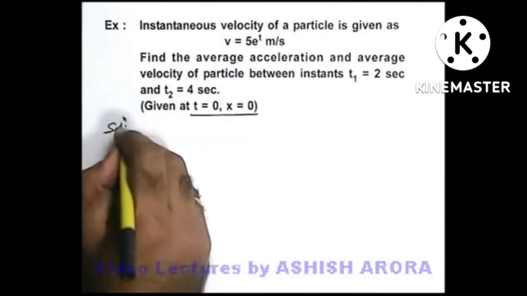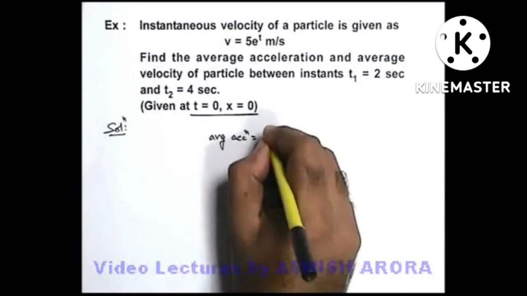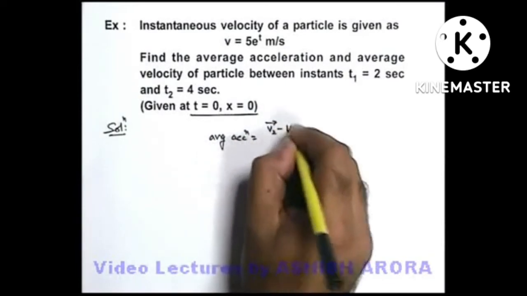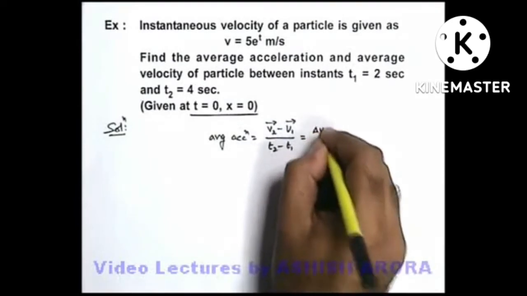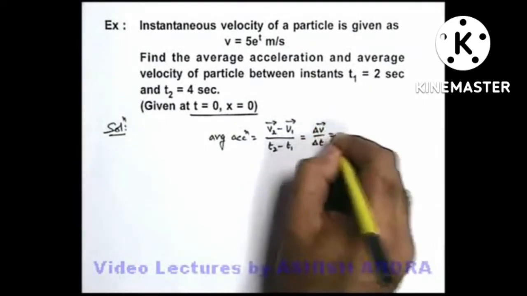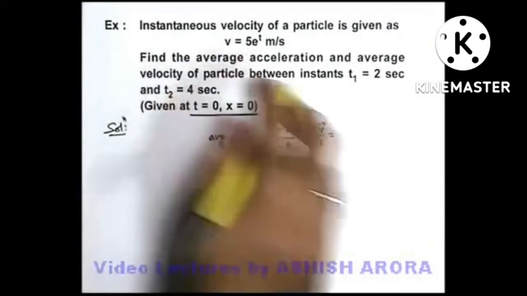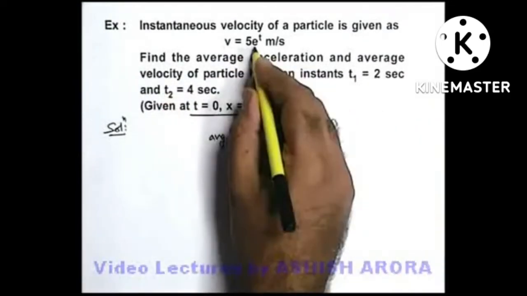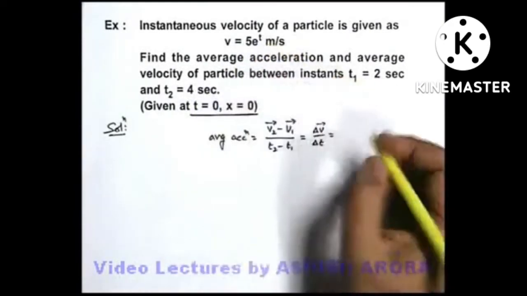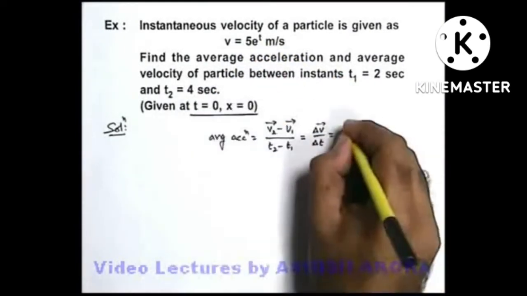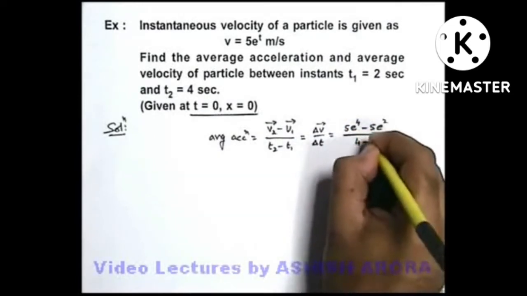Here we are required to find the average acceleration, as we know that average acceleration can directly be given as v2 minus v1 upon t2 minus t1, that is delta v by delta t. So here as the particle is moving in rectilinear motion in a straight line, we can directly state v2 and v1 by the expression: at 2 seconds the velocity will be 5 e to the power 2 and at 4 seconds it will be 5 e to the power 4. So it can be directly written as final velocity 5 e to the power 4 minus 5 e to the power 2, divided by 4 minus 2.